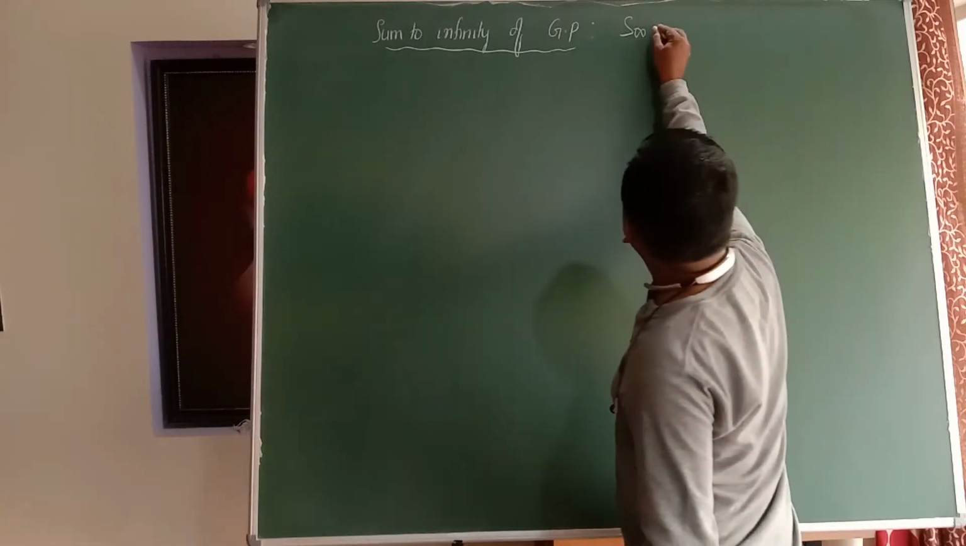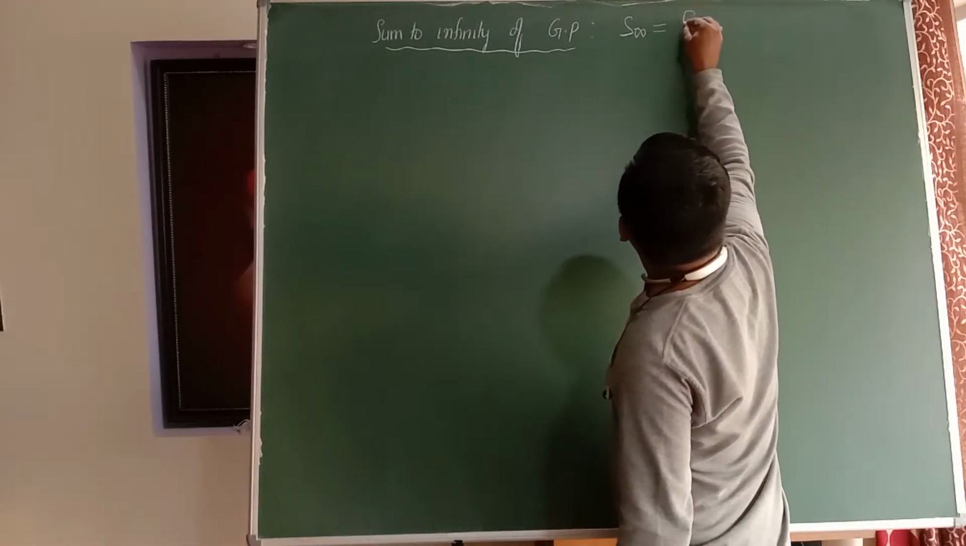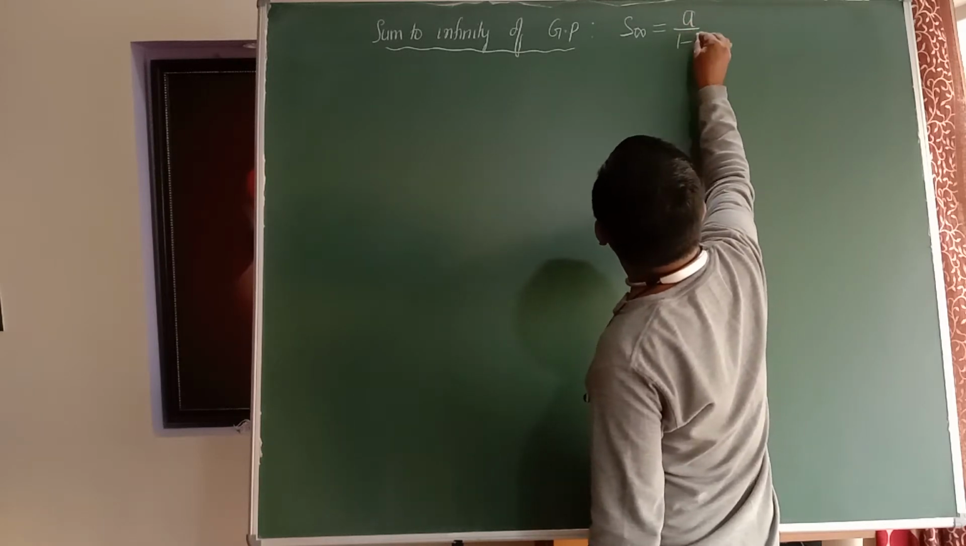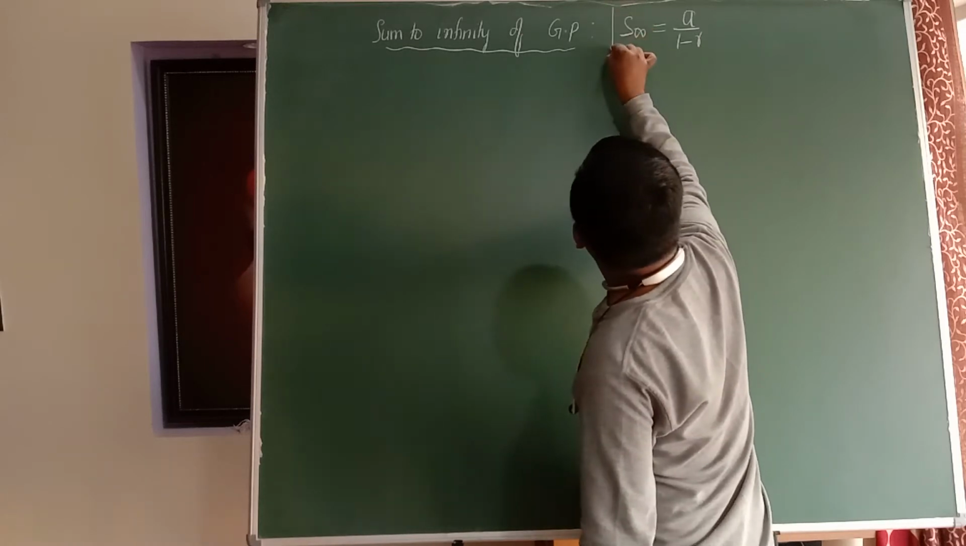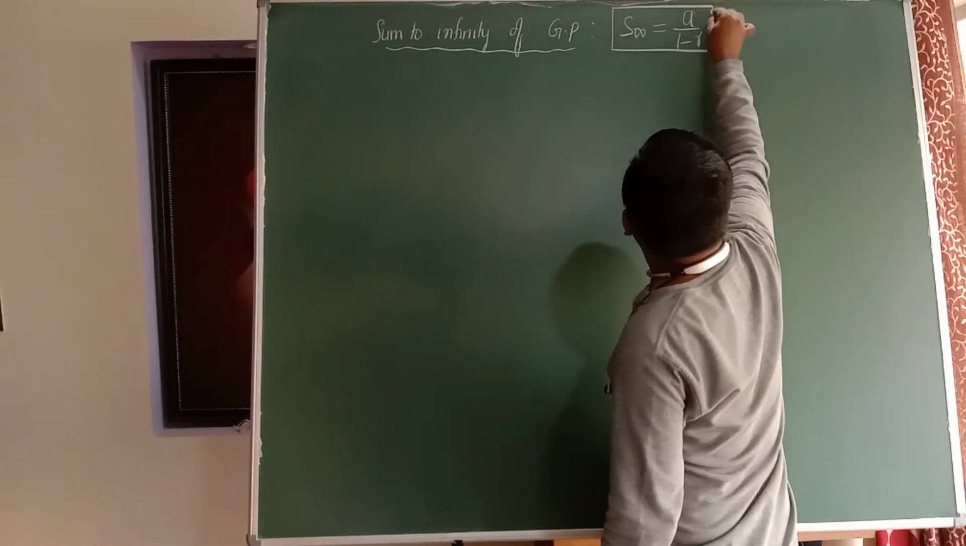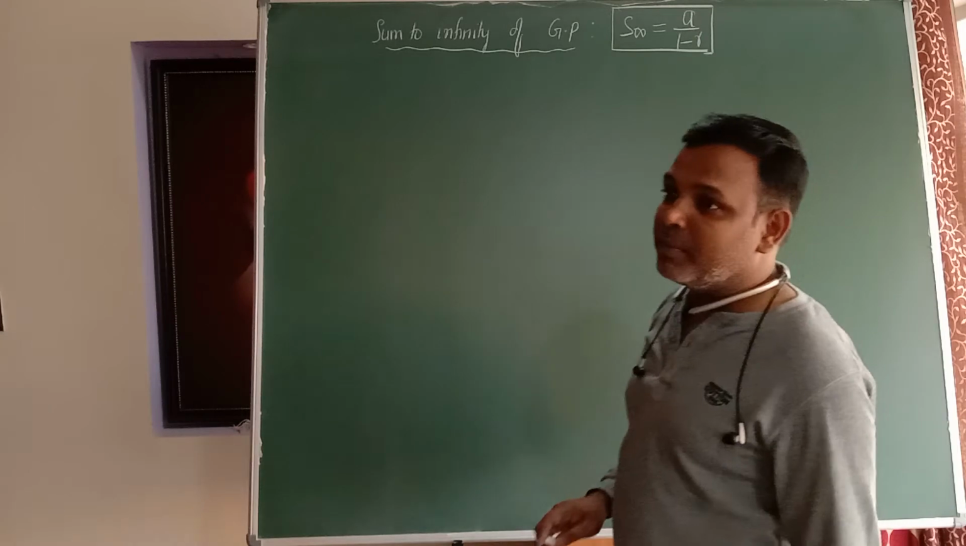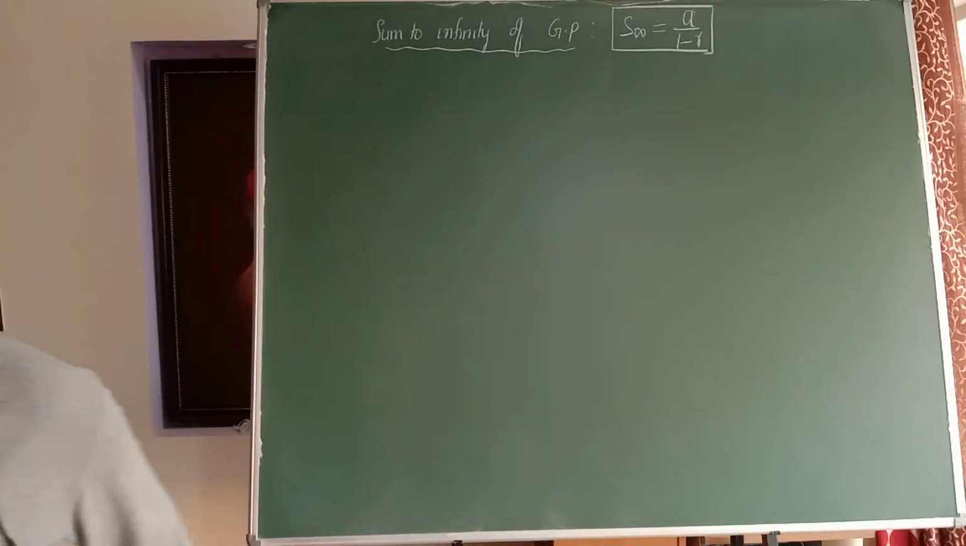Sum to infinity of a GP is given by A divided by 1 minus R, where A is the first term and R is the common ratio. Keep in mind, sum to infinity of a geometric progression is given by A divided by 1 minus R. Let us do some problems here.